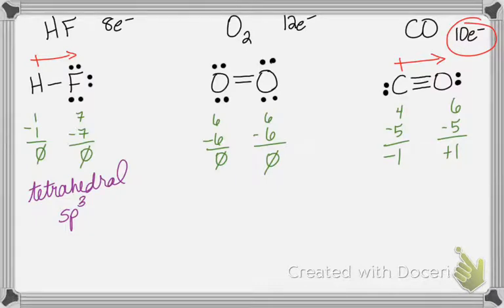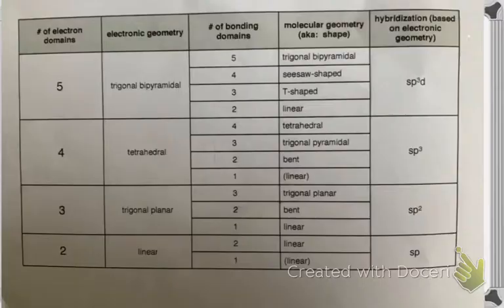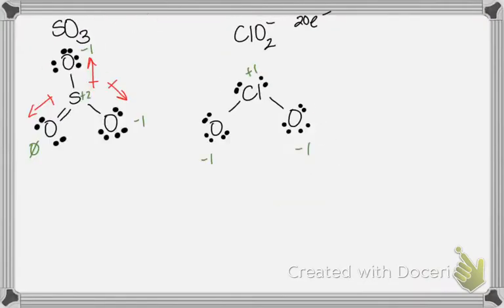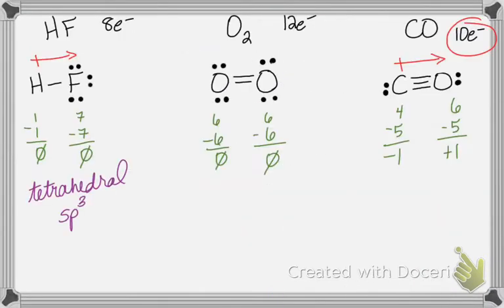I got to jump slides here, guys, to be sure you're following me. Four domains, how many of them are bonding in HF? One domain. So we might refer to that as a linear geometry because, again, what can you do with two points besides make a straight line? Okay, the reason it's in parentheses is because it's not really linear because there's not another bond over here to say that these are 180 degrees from each other. Okay.